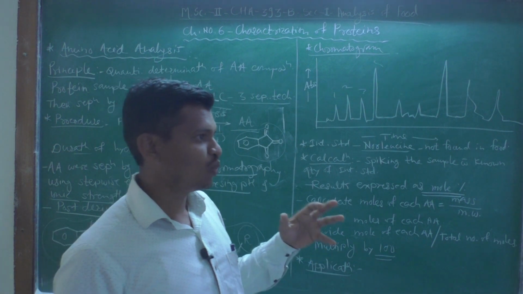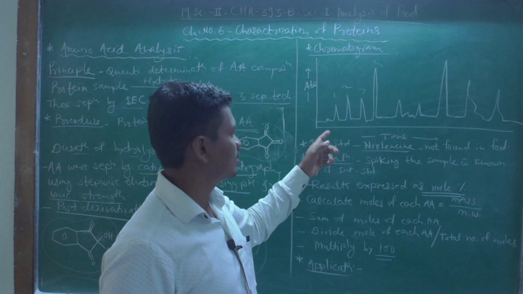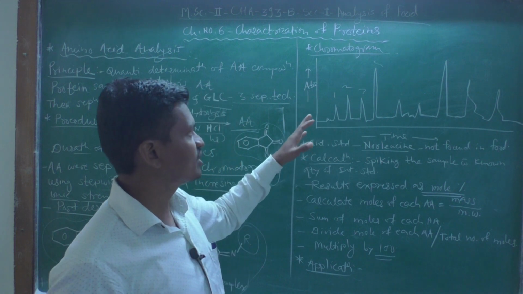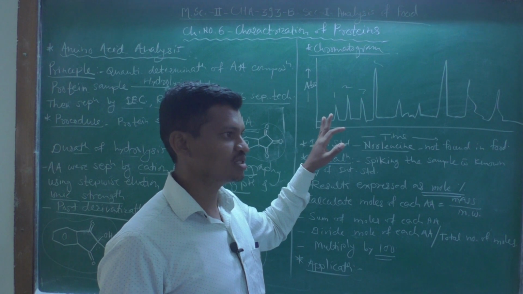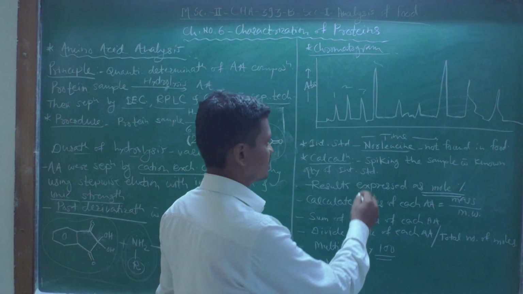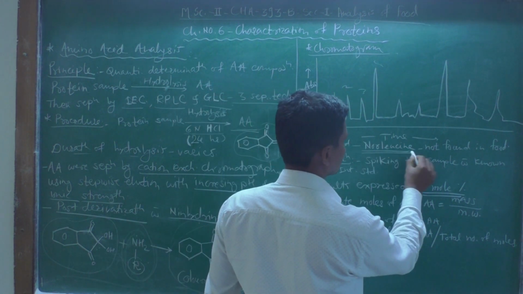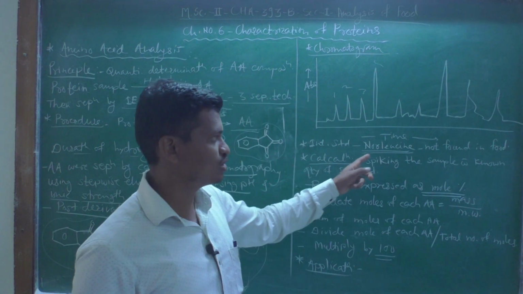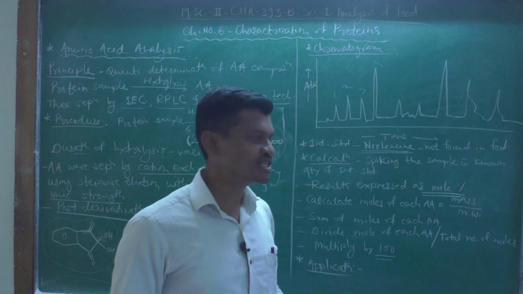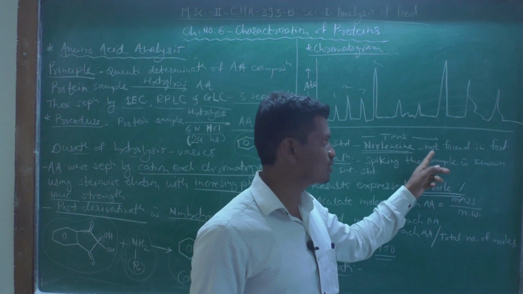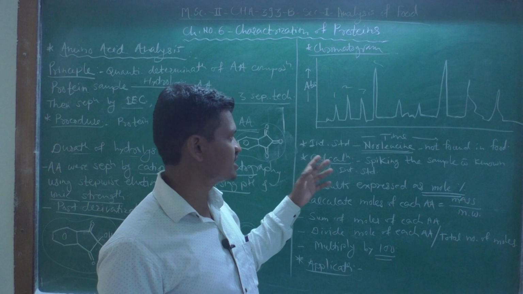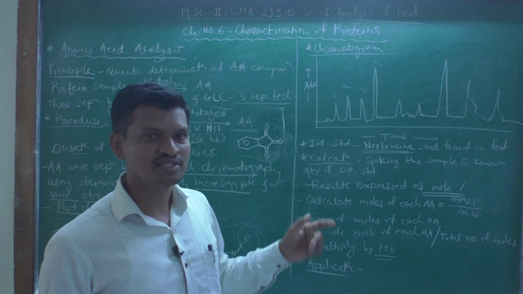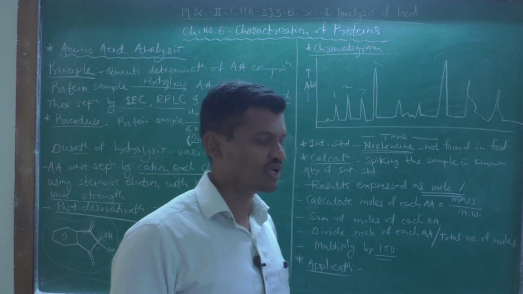Okay, so the internal standard generally used for this chromatogram is norleucine. Norleucine is also an amino acid, but it is not found in food samples. That's why it is generally used as an internal standard in this chromatography.